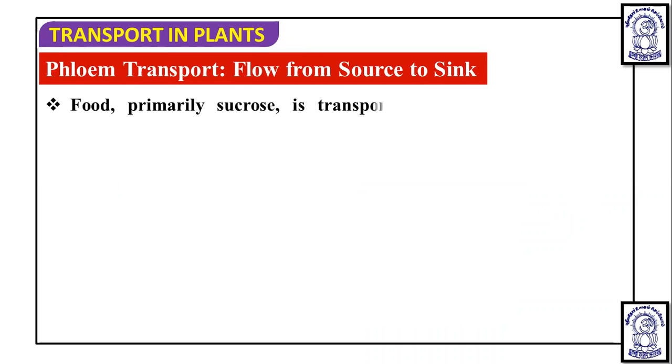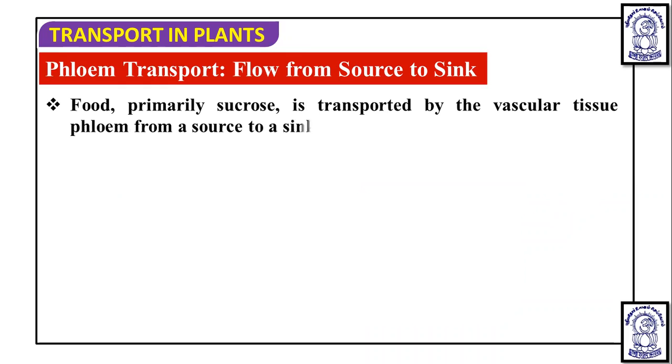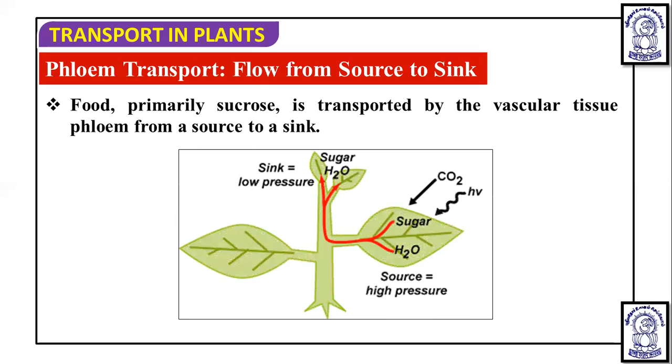So it is a flow from source to sink. Food, primarily sucrose, is transported by the vascular tissue phloem from source to sink. First, remember that the synthesis of food occurs in the form of glucose. Then, from one plant organ to another plant organ, the transport through the phloem occurs in the form of sucrose. And when the food is stored, it is stored in the form of starch. So the flow from source to sink will occur.